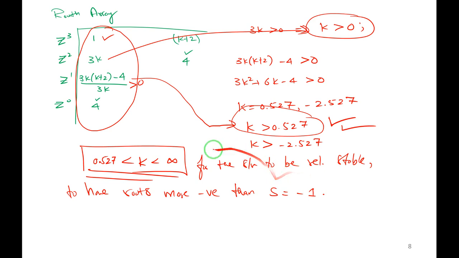If any doubts, you can ask here, right? So I am not choosing k greater than 0. I am choosing k greater than 0.527, always. So 0 to 0.527 values are discarded. So k should be greater than 0.527, but less than infinity, is the range for the system to be relatively stable or to have the roots more negative than s equal to -1. Is it fine? Okay. So this is the range of k we have found out.